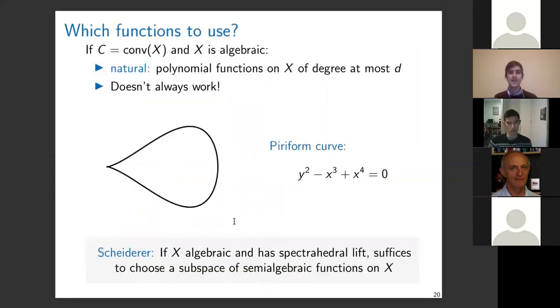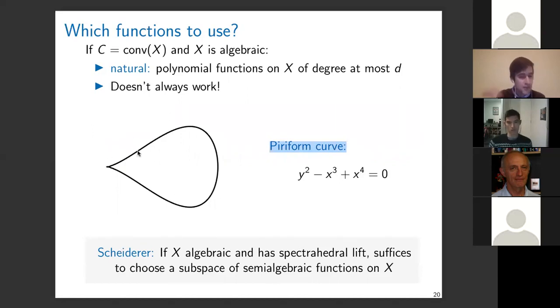The question is, of course, how do I choose my functions? And one natural choice is to choose polynomial functions of some degree. This is a natural choice if your set X is somehow algebraic, like an algebraic variety. But in fact, this doesn't always work. So this is an example here, this piriform curve, an algebraic variety, where if you want to give a spectrahedral lift of the convex hull using this kind of approach, and you use just polynomial functions in the previous construction, you will never be able to describe the convex hull that way.